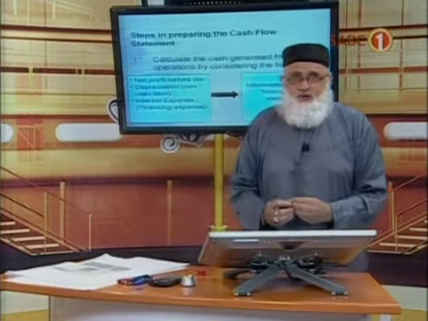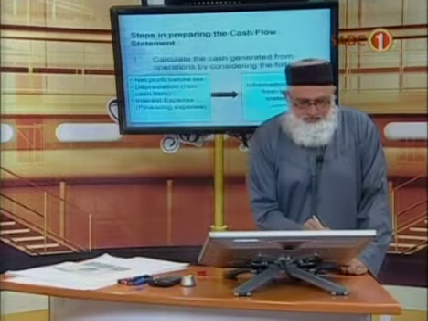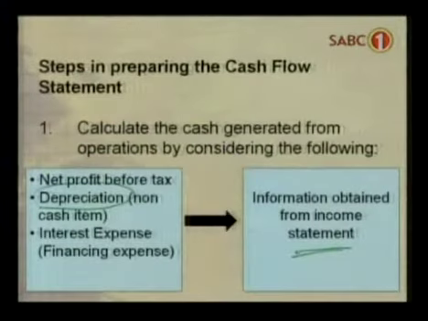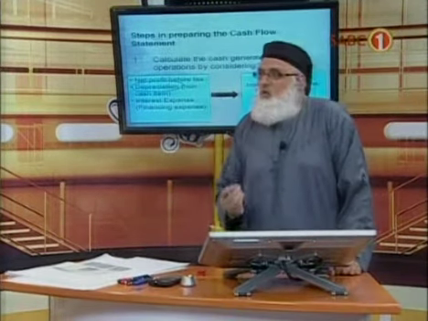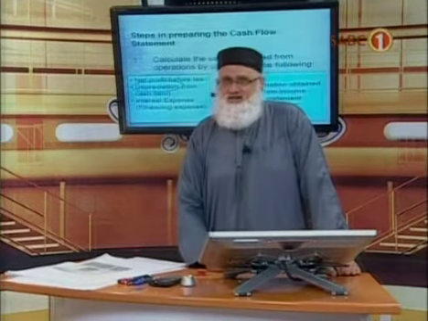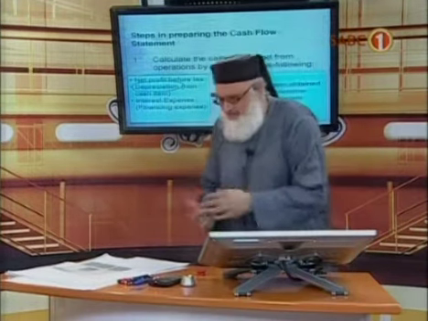Okay, now what do we do? Once we have that figure, we add back. What do we add back? First item, depreciation. Why is that? Why do we add back depreciation? Because depreciation is what we call an imputed expense. Big word? No. Imputed expense, an expense that does not affect the flow of funds.